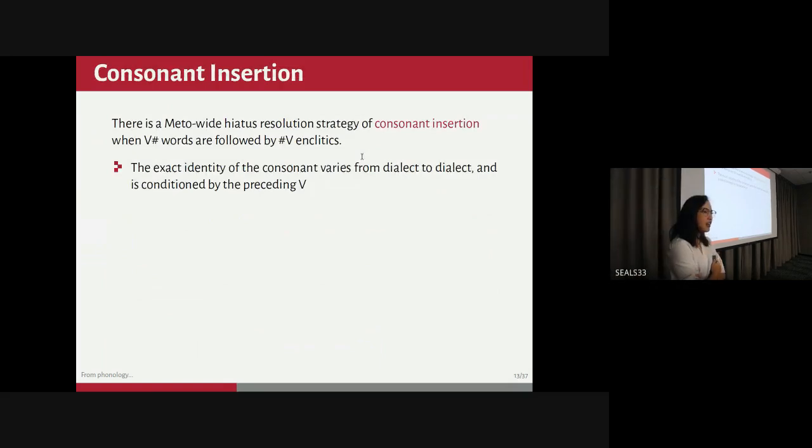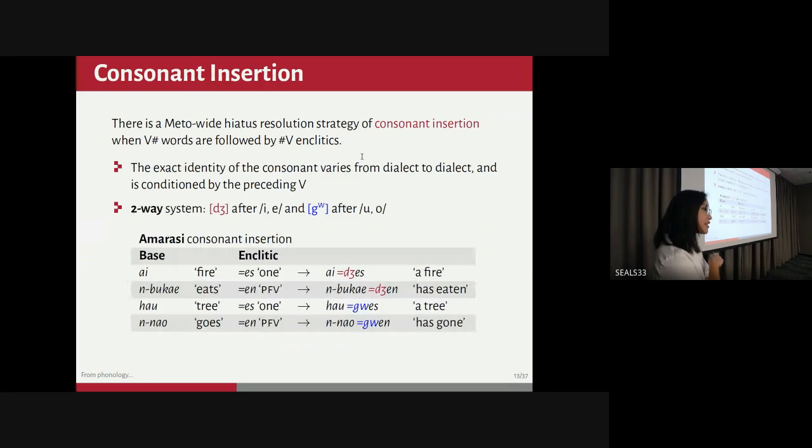So how do we justify consonant insertion or glide insertion? Well, the nice thing is that all Meto languages have a hiatus repair strategy of consonant insertion. The exact identity of the consonant inserted depends on what the dialect is, and is also conditioned by what exactly the two vowels are. So here's a two-way system. This is what we find in Amarasi, where if you have a front vowel, I or E, you insert a J. So one from Esa becomes Jesa, one fire. Same for Mbukai, Jen has Usen. And if you have a back vowel, U or O, you get W insertion instead.